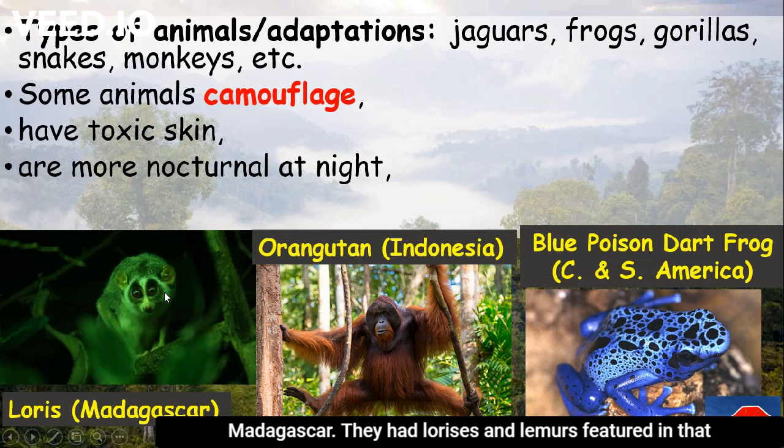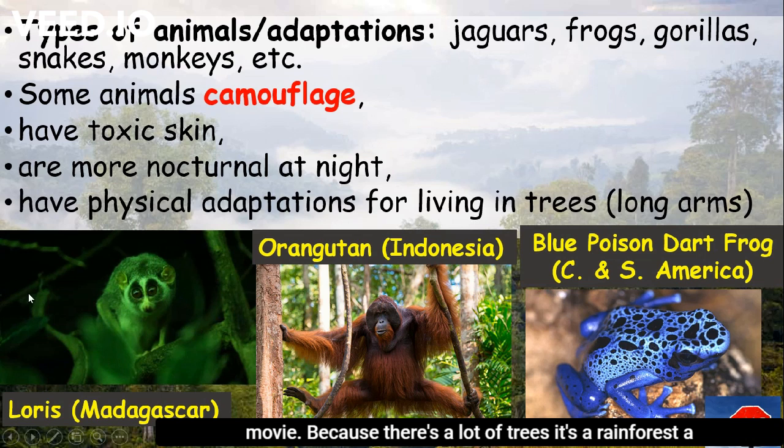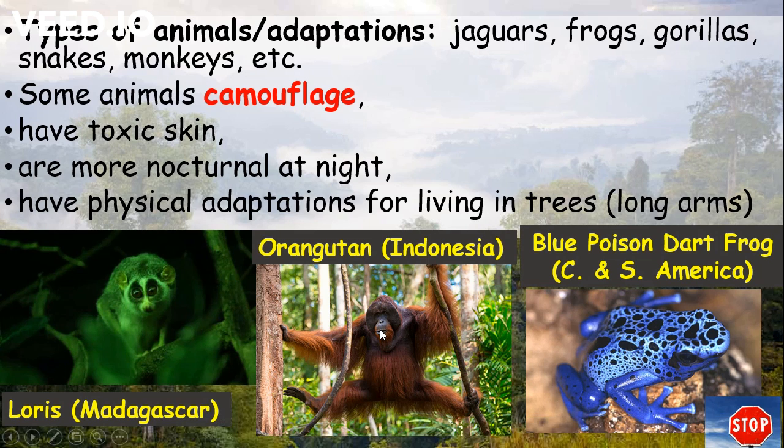Think of the movie Madagascar. They had lorises and lemurs featured in that movie. Because there's a lot of trees, it's a rainforest, a lot of animals have adaptations for living in the trees. Looking at this orangutan here that lives in Indonesia, they have really long arms and then really nice grasping fingers that allow them to hold on to those trees.